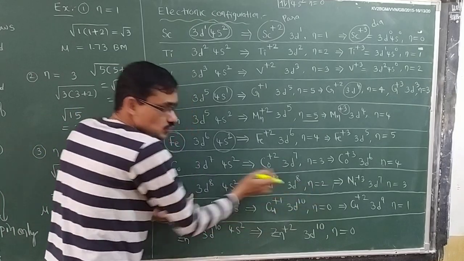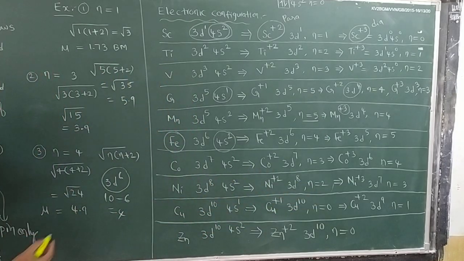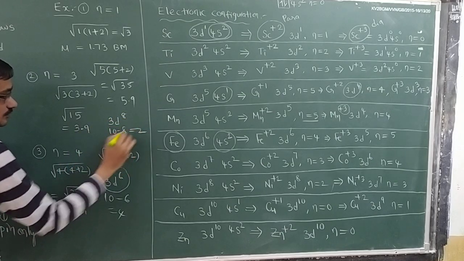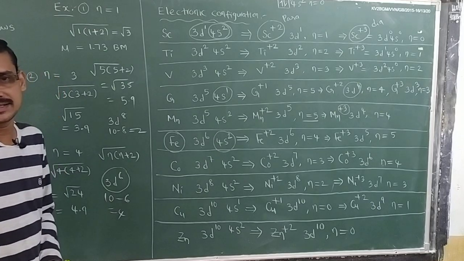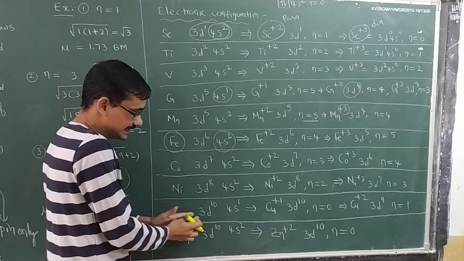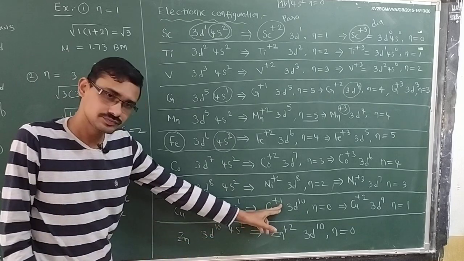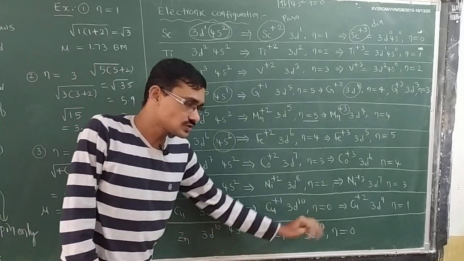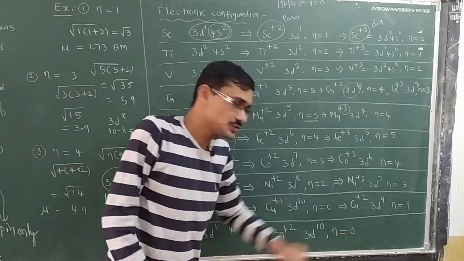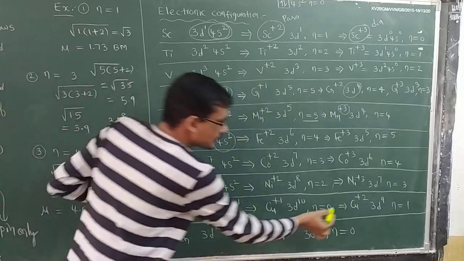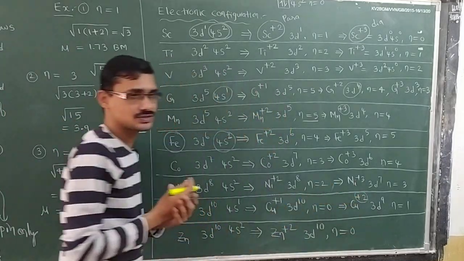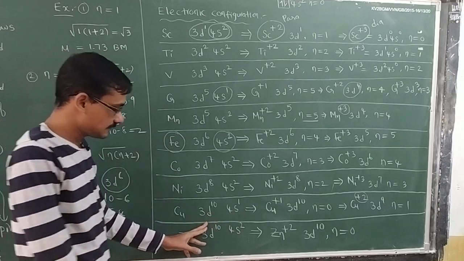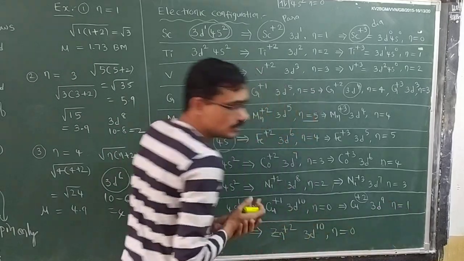Now, n is equal to what here? 2. Why n equal to 2? Because for 3d8 we have to write 10 minus 8, which equals 2. For 3d9 it means 10 minus 9, n is equal to 1. Use copper, 3d10 and 4s1. Copper plus 1: remove the electron from the 4s orbital, we get 3d10. 3d10 does not have any unpaired electron. Now copper plus 2 means what happened? You have to remove 2 electrons: one from the 4s orbital, one from the 3d10 orbital. Now 3d10 will convert into 3d9. Now n is equal to 1.